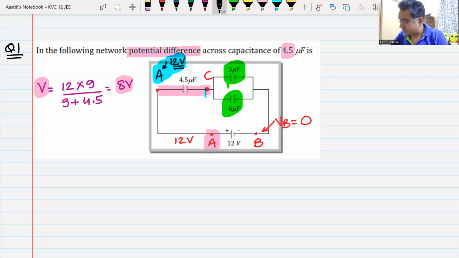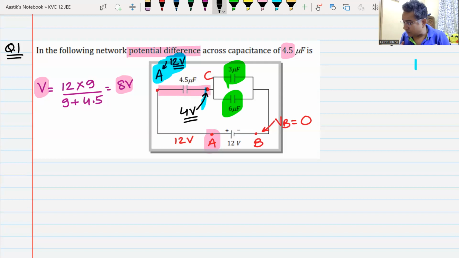Good. It should not have taken so much time. I don't know what you all are doing. So the potential of point C would have been 4 volts.